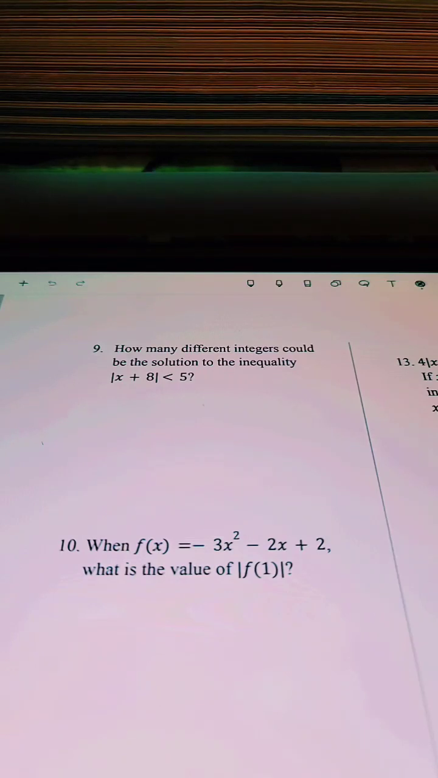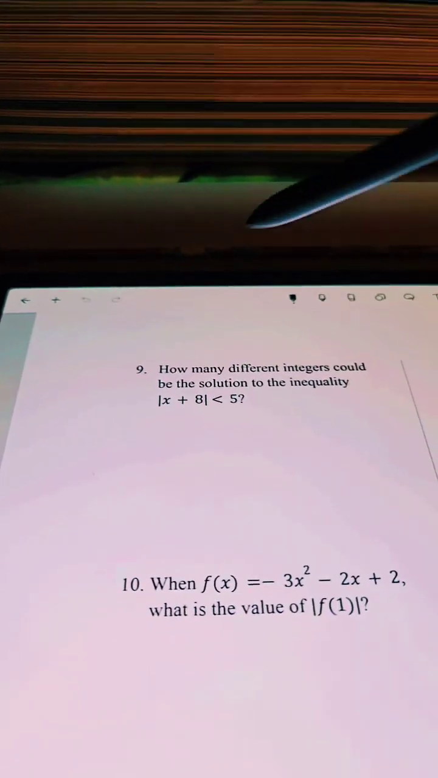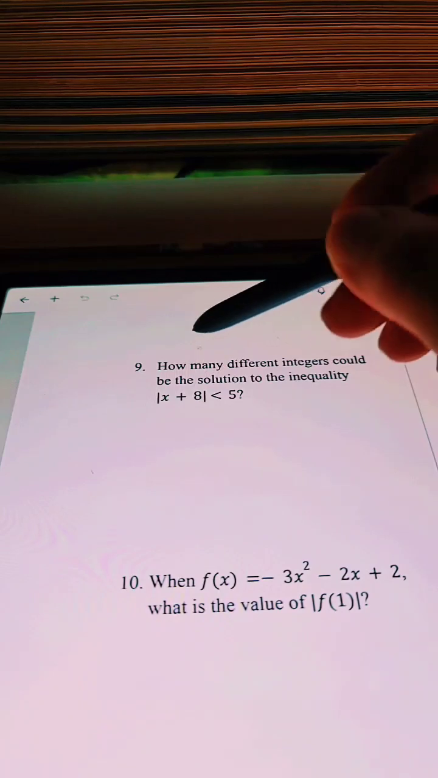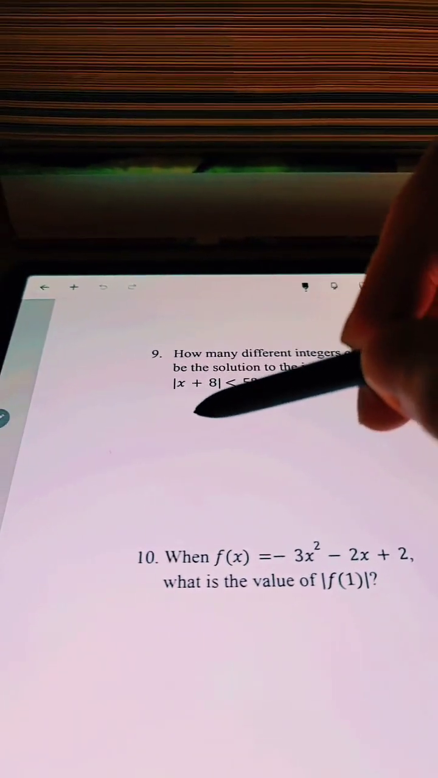Okay, so we're on number 9. How many different integers could be the solution to the inequality right here? So be careful, don't just solve for what X is. The question is how many different integers could be the solution.